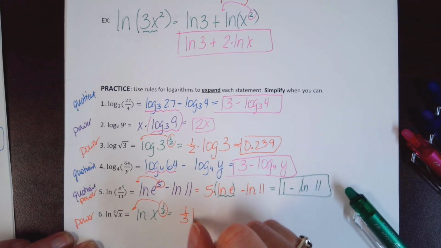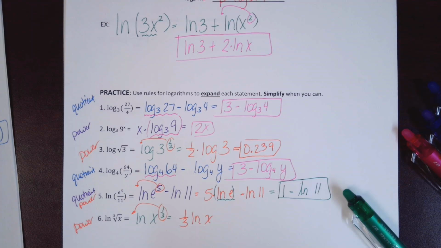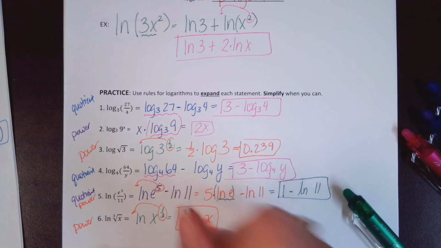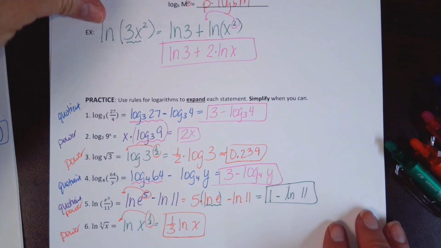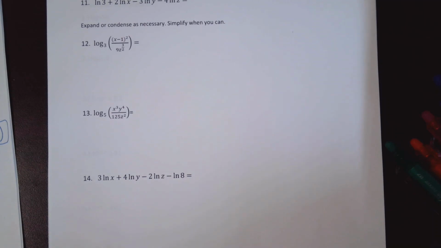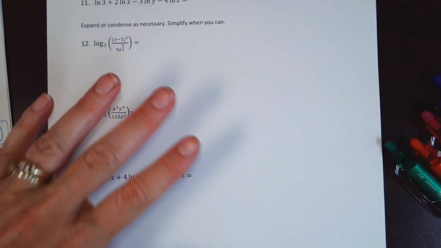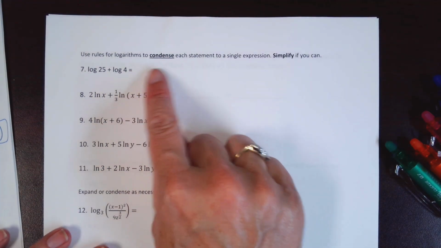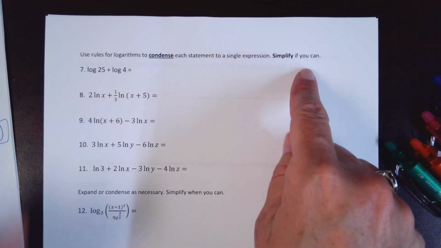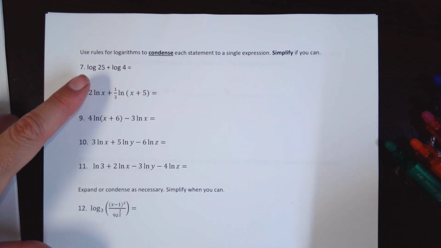So 1/3 natural log of x. Since I don't know what x is, I can't do anything else, and I'm done there. Okay, that was expanding and simplifying as much as we can. Let's talk about using these rules for logarithms to condense, to put things together. On 7 through 11, we're going to condense each statement to a single expression and simplify anything we can simplify.